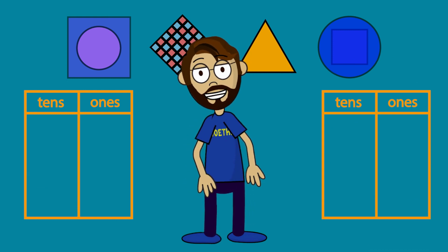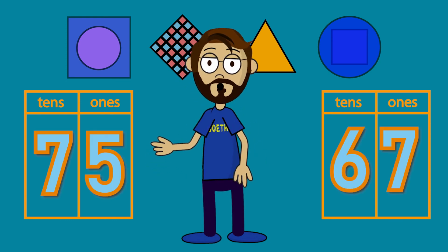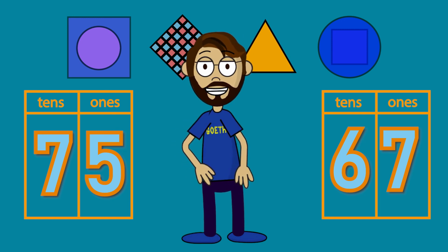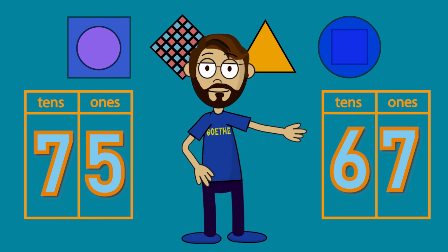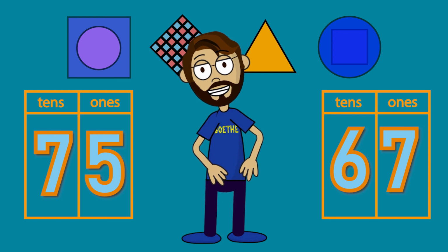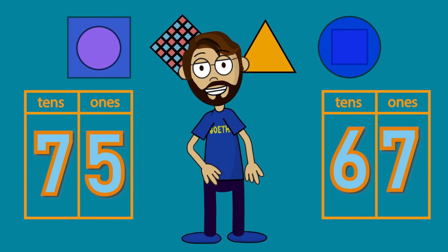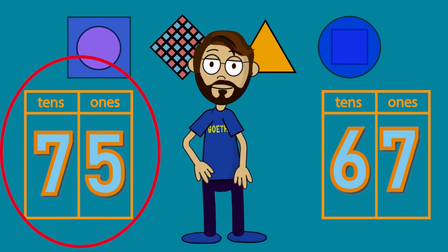Our next problem asks which is bigger, 75 or 67. Let's start with the tens. 75 has 7 tens, and 67 only has 6. If they were pizza slices, I would rather have 7 tens worth of pizza slices than 6, so we know 75 is bigger than 67.